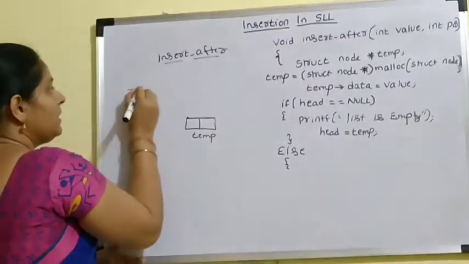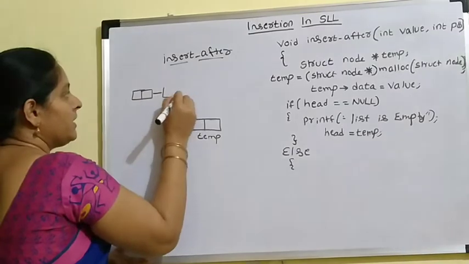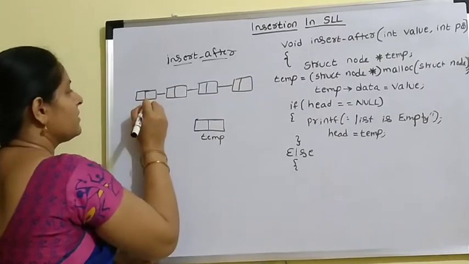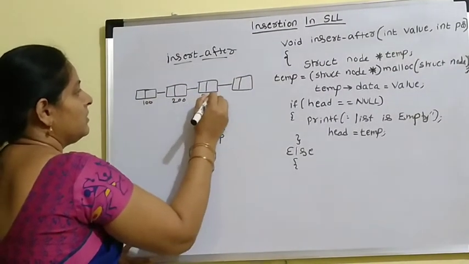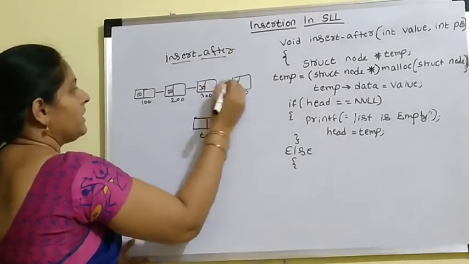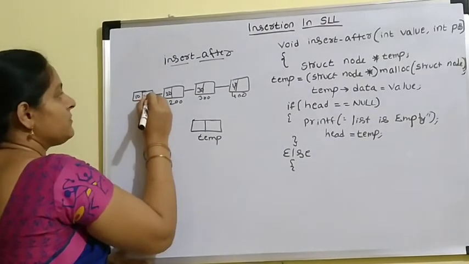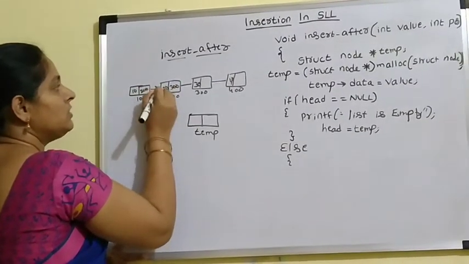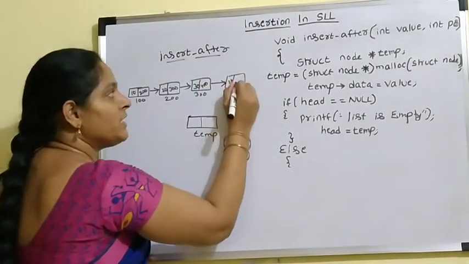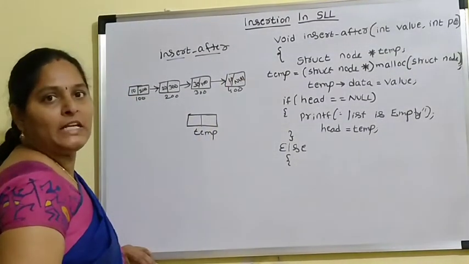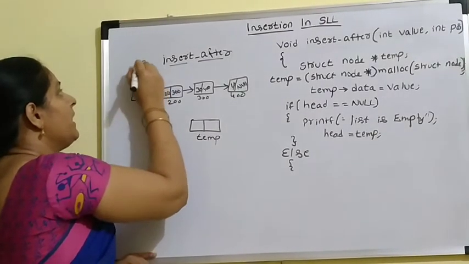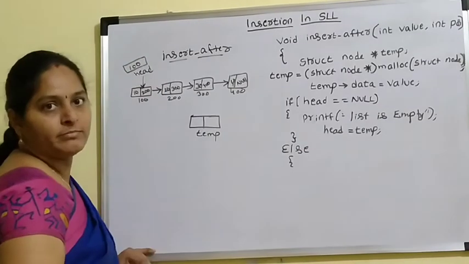See the example. Here I have 3 nodes in the list, or take 4 nodes in the list: 10, 20, 30, 40. The first node's next field contains the address of the second node, the second node's next field contains the address of the third node, the third contains the address of the fourth node, which is the last node in our list, so its next field will be null. As usual, the first node is pointed to by the head pointer, which contains the address of the first node, that is 100.